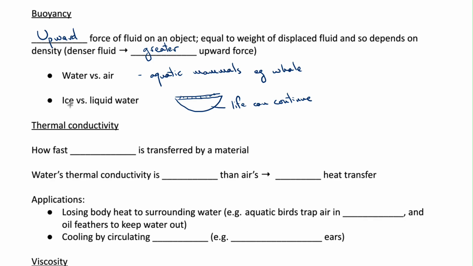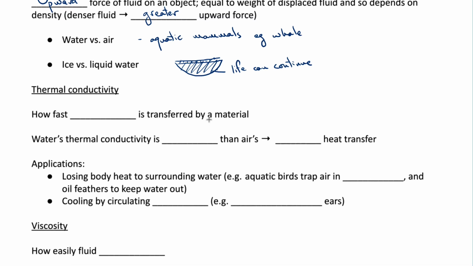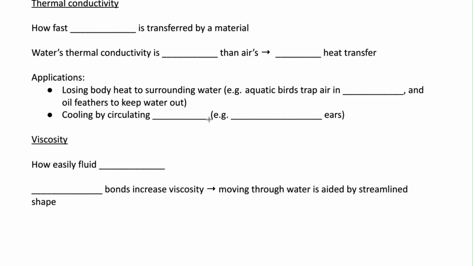If water in its solid form of ice were more dense, then the whole thing would freeze from the bottom up, and then you would not be able to have movement and life below. Now let's look at thermal conductivity. This refers to how fast heat is transferred by a material, and water's thermal conductivity is higher than air's, and that leads to faster heat transfer.